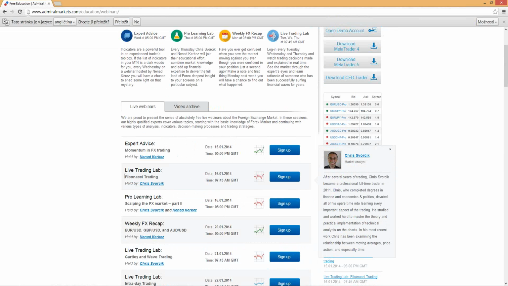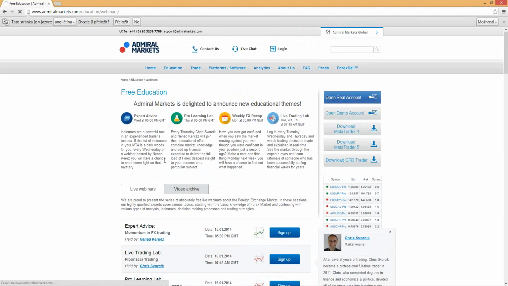Today we're going to take a look at Fibonacci trading, by the way. So with that said, let's take a quick look at the Forex calendar.